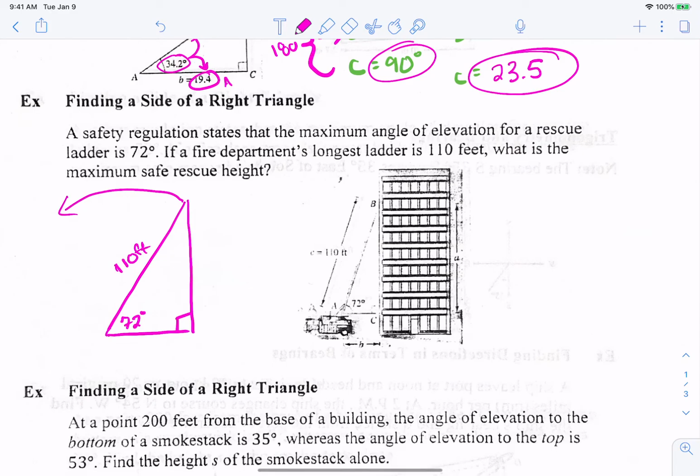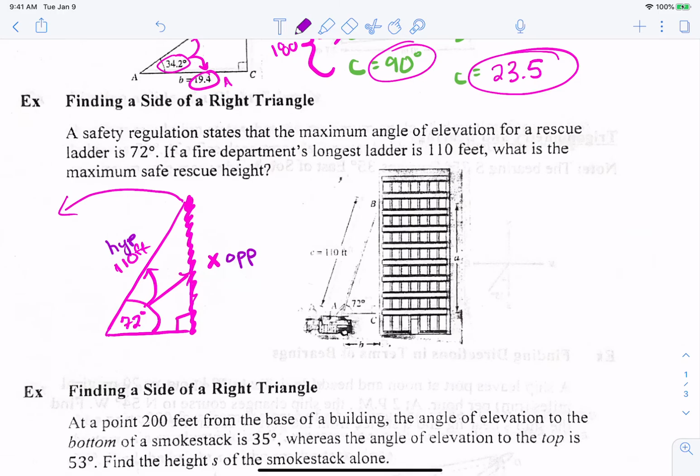A fire department's longest ladder is 110 feet. What is the maximum safe rescue height? So they're asking from here to here. We'll call it X. Okay. So 72 degrees is this angle right here. We are looking at X and 110 in relationship to 72. So X is going to be the opposite. 110 is the hypotenuse.